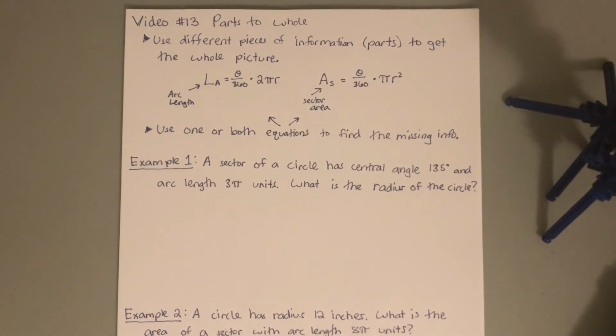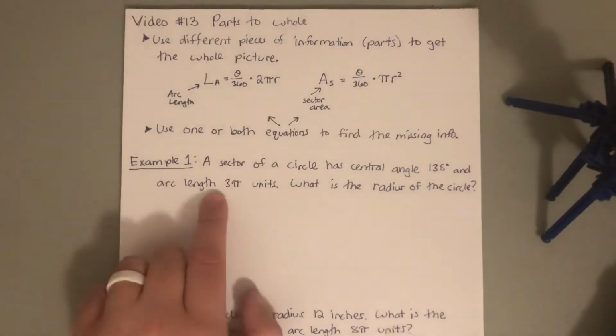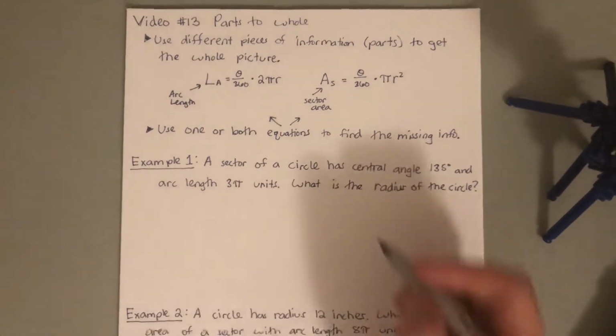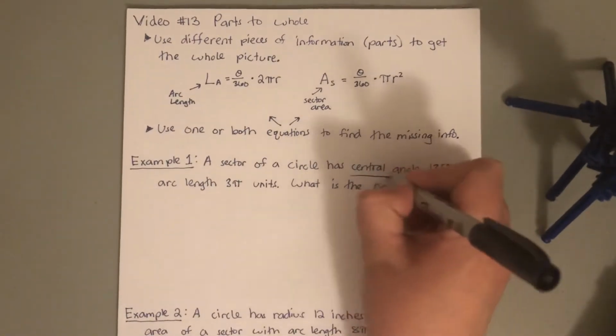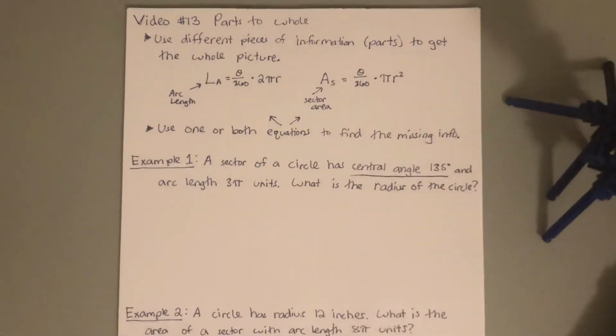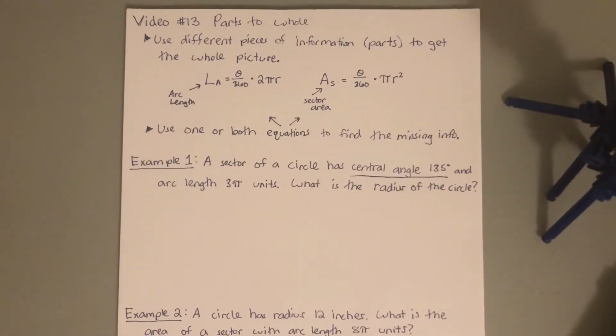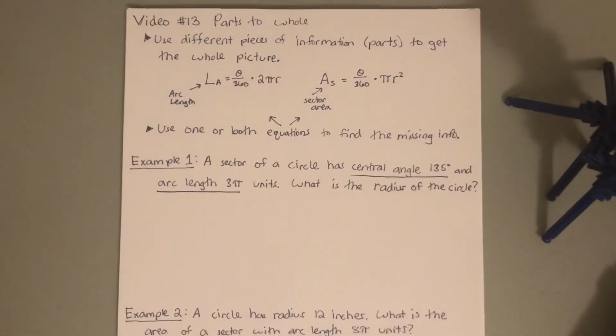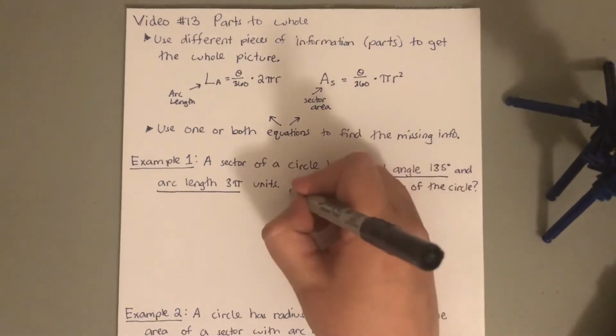We're going to be detectives. We're going to have some clues, and then we're going to use these clues to figure out what the missing information is. So let's look at example 1. It says a sector of a circle has central angle 135 degrees. So that's a clue, a piece of information that we can use. And it has an arc length of 3 pi units. That's another clue. The question we're going to try to solve is: what is the radius of the circle?